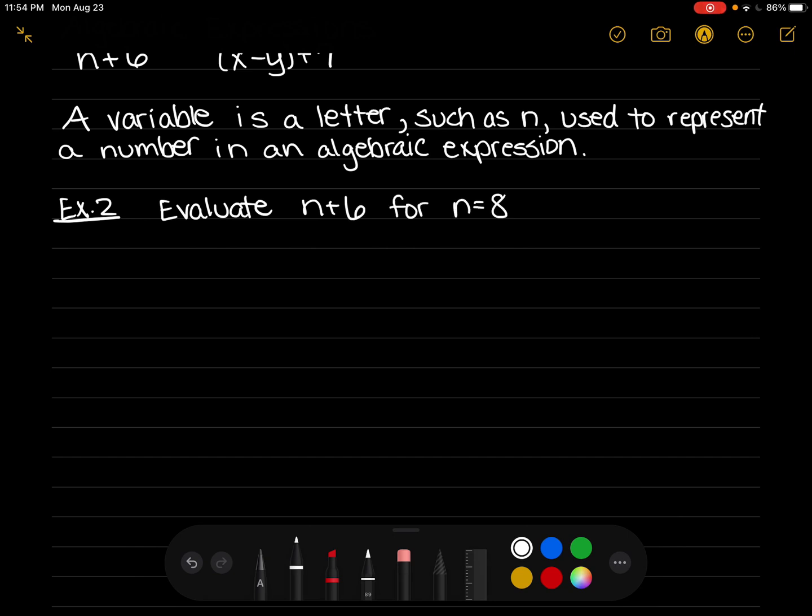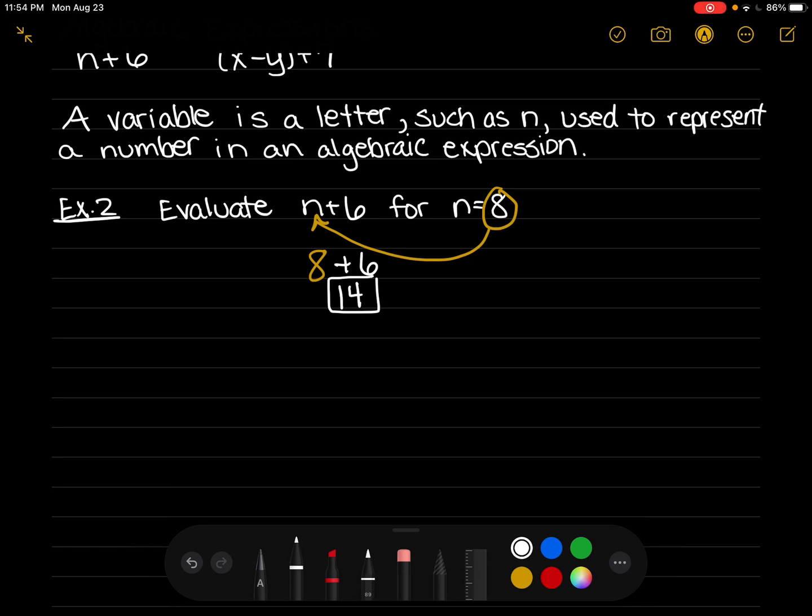So this might sound or look funny to you. Evaluate n plus 6 for n equals 8. It's just telling me that my n is going to be 8. So in here, I'm going to put 8 instead of n, and then I'm going to solve the rest of the problem. You see how the n just changes to the 8. So now I say 8 plus 6 is 14, and that's my answer to the problem. That's what you do when you evaluate it. Okay, so the value is 14 if n is equal to 8.